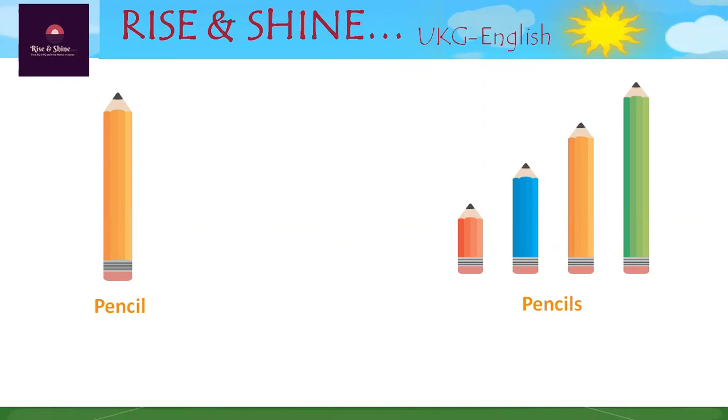So what did you learn from this? If it is 1, it is called singular. What is it called? Singular. And if it is more than 1, it is called plural. What is it called? Plural.